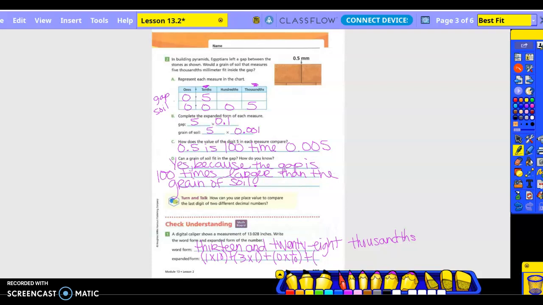Plus, parentheses, I see a 2 times what place value is that? 1/100. It's in the hundredths. Okay, listen to what I'm asking. It's in the hundredths, so I'm going to put 1/100 plus, I see in parentheses 8 times what place value is that in? Thousandths. So I'm going to put 1 over 1,000 and put that in the right place.